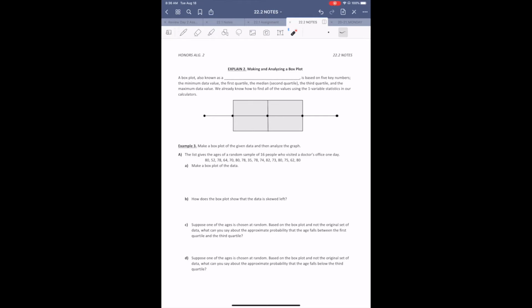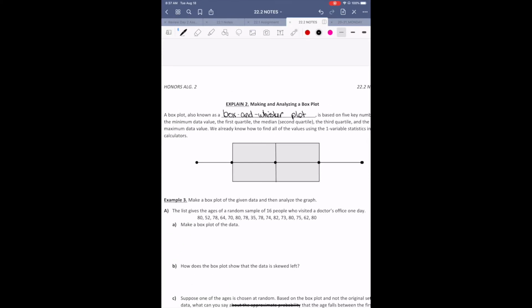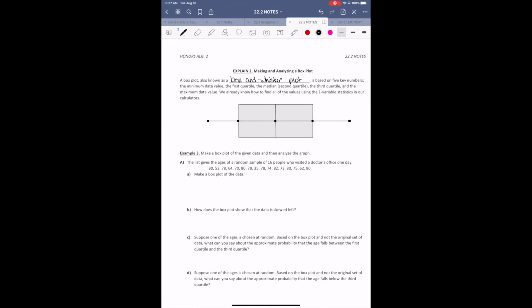All right, we have made it to the last part of 22.2. The last part is all about making and analyzing a box plot. So, first of all, what is a box plot? A box plot is also known as a box and whisker plot. And you guys have all seen these before. You have worked with them in some capacity, so I expect you to be kind of familiar with this.